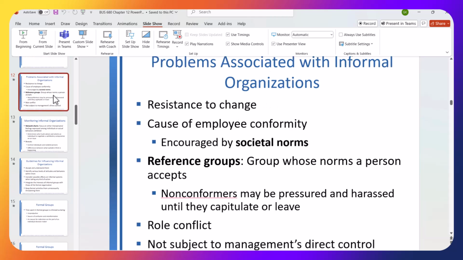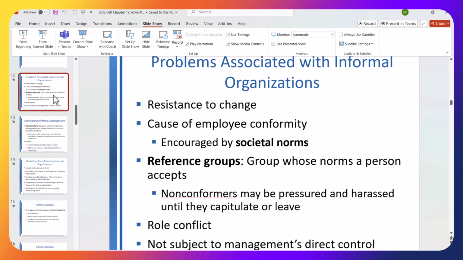Problems associated with informal organizations. Resistance to change. Sometimes these informal organizations have interests that are not the same as the company's or organization's, so they may be resistant to change. They cause employee conformity, encouraged by societal norms. So they may get people to do things that are consistent with society but not consistent with the organization. Reference groups are groups whose norms a person accepts. Nonconformists may be pressured and harassed until they capitulate or leave.